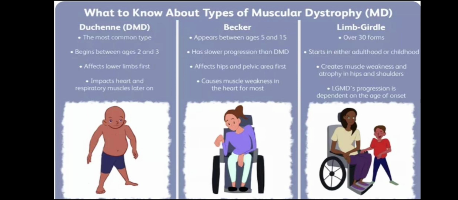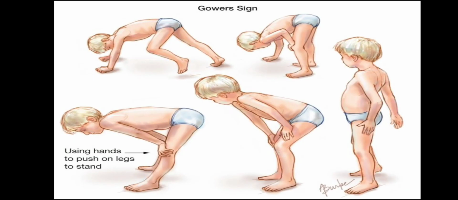Limb girdle. Here it starts in either adulthood or childhood. Creates muscle weakness and atrophy in hips and shoulders. LGMD's progression is dependent on the age of onset. So this is a Gowers sign, using hands to push on legs to stand. This is Gowers sign.